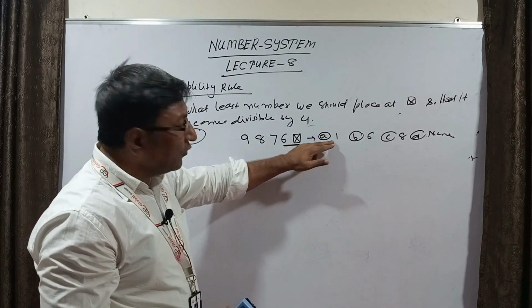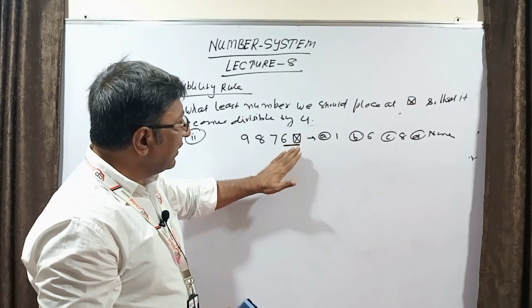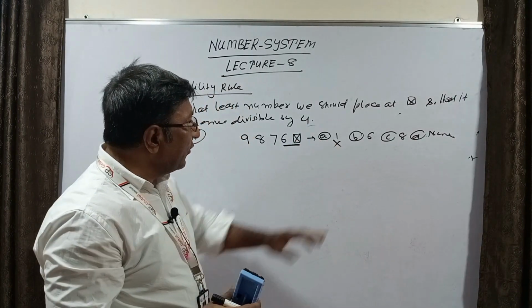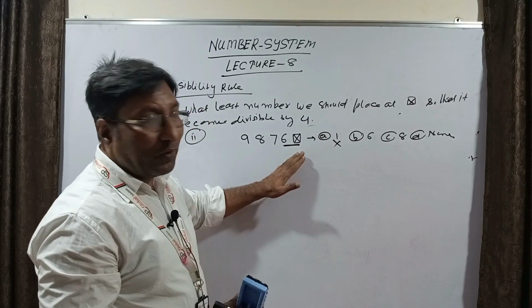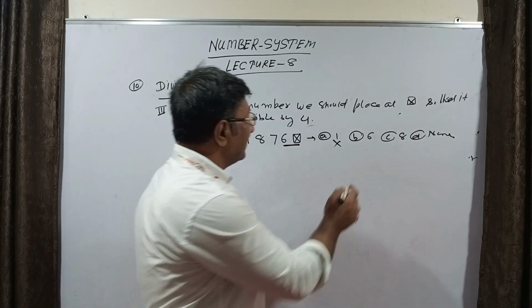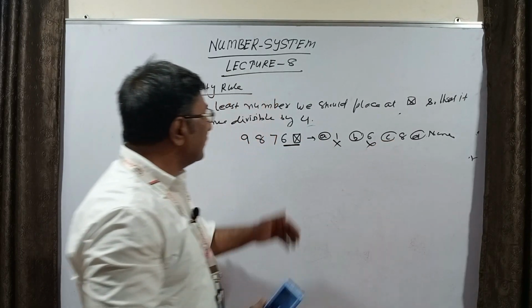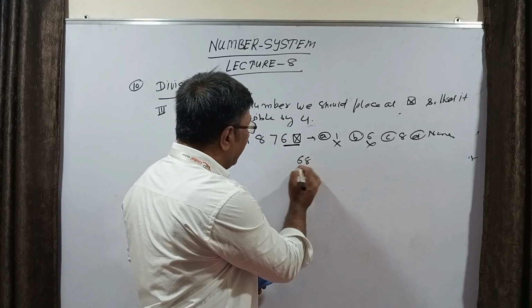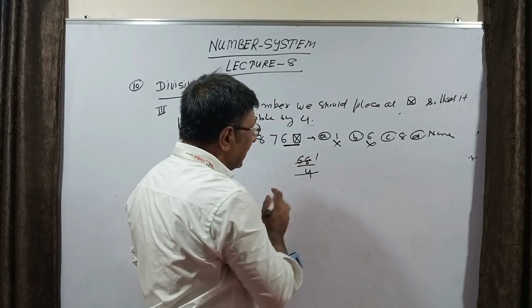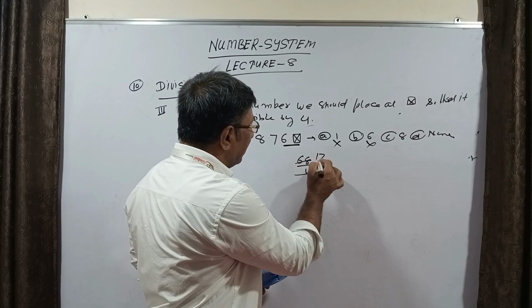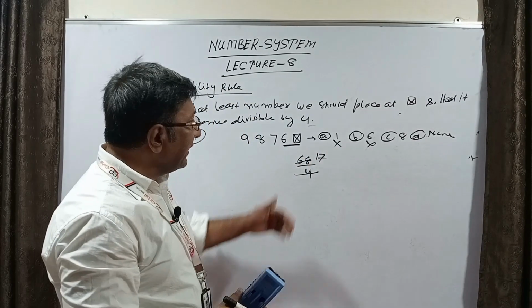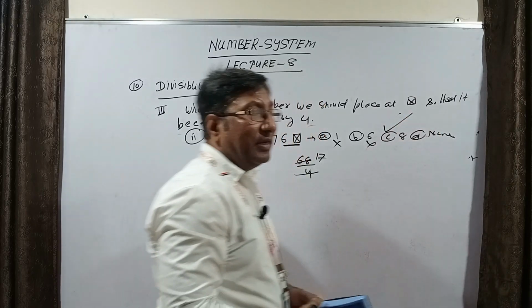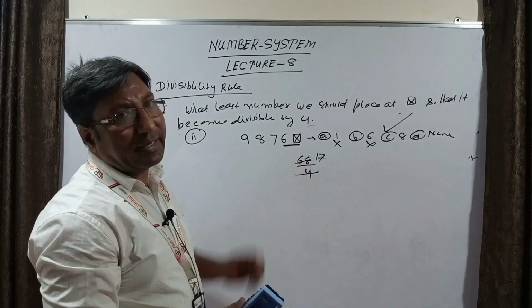If we put 1, 61 is not divisible by 4, so this is not our answer. If we put 6, 66 is not divisible by 4, not my answer. If we put 8, it is 68. We divide 68 by 4: 4 ones are 4, remainder 2, 4 sevens are 28, so it is divisible by 4. So our correct answer is 8.